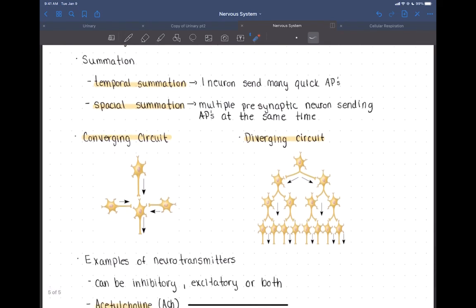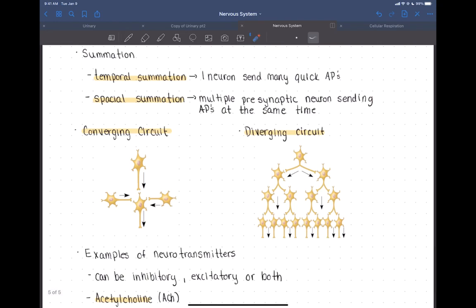And with neurons and how they're connected to each other, they can be connected in a few different ways. One thing is that with the EPSPs, you end up adding them all together. It's called summation. We had summation with muscle cells, and this is similar to that. You have two types of summation with a neuron, though. You can have temporal summation, and this would be more like what we saw with our muscle cell.